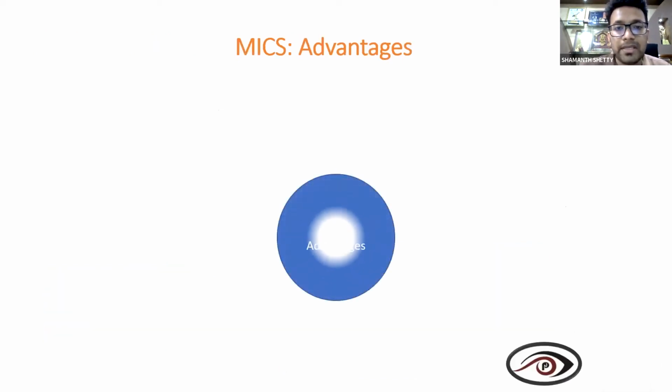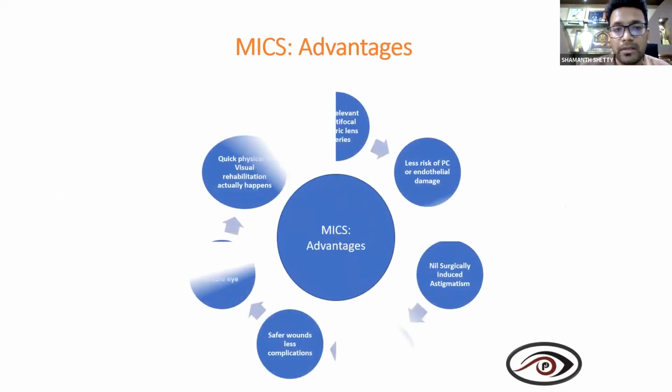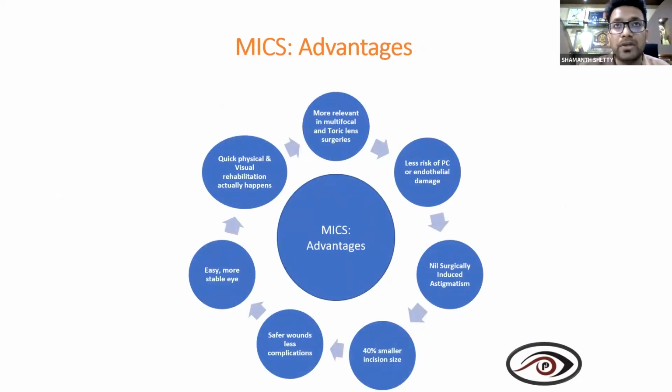Coming to MICS, we all know the advantages of what MICS gives us right now. Because your incision is smaller, there is hardly any astigmatism, your eye is more stable, there is quick rehabilitation and all this. But to get the advantage of all this, we need MICS compatible lenses. Otherwise, the advantages which we want from MICS become really not fruitful.